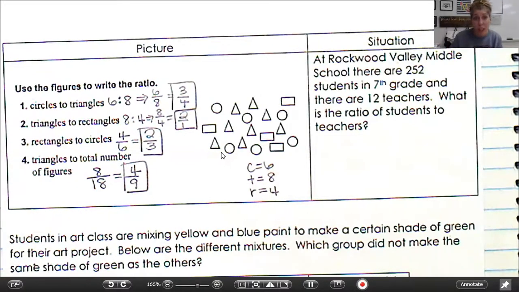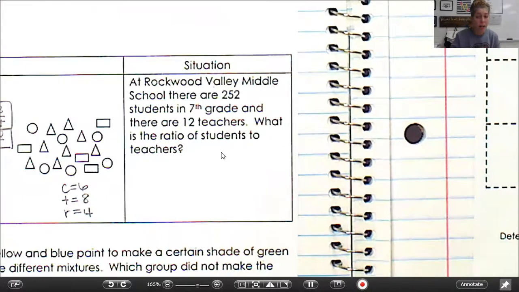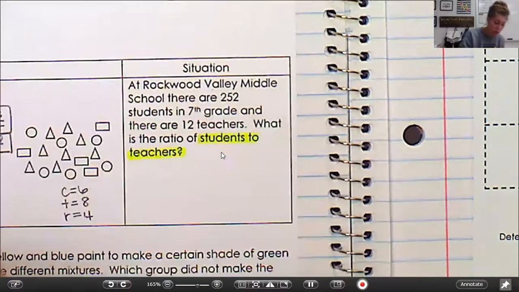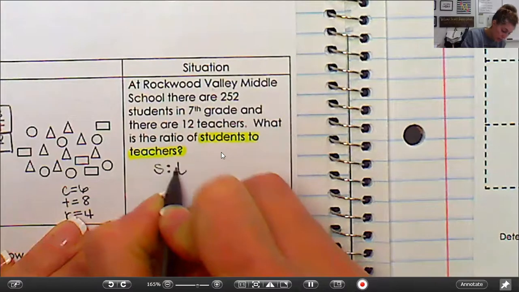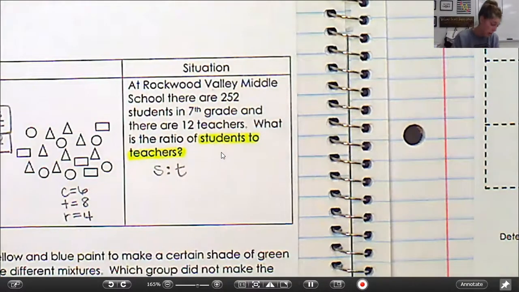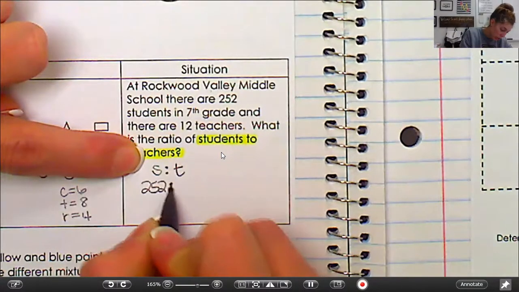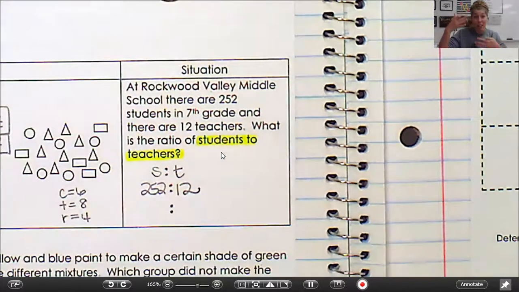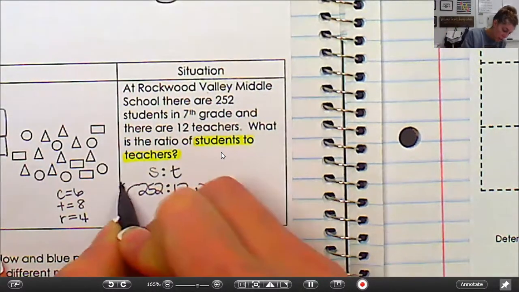Again, hopefully this is familiar because I did go through that pretty quickly. Next is the verbal. At Rockwood Valley Middle School, there are 252 students in 7th grade, and there are 12 teachers. I want the ratio of students to teachers. So I'm going to write out students to teachers, just to help me put them in the right order. I've got 252 students for every, I guess, 12 teachers. And now I'm going to reduce that. So instead of writing it as a fraction and reducing, I'm going to go ahead and reduce it in this form just to show you that it's possible to.